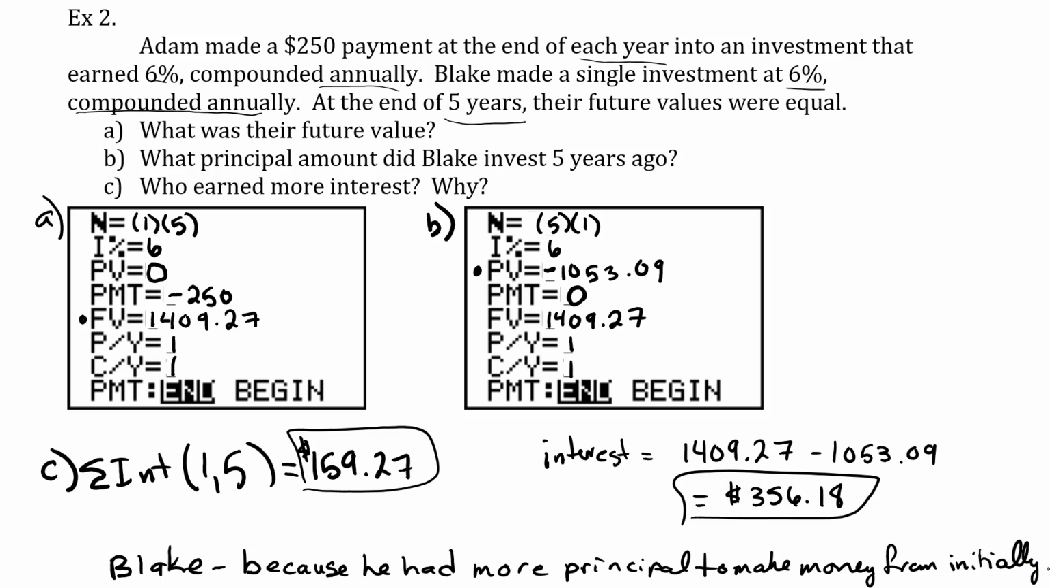Now there is that sweet spot where putting in smaller payments over time could eventually make Adam more money. But when we talk about the scope of just that 5 years, Blake actually made more interest.